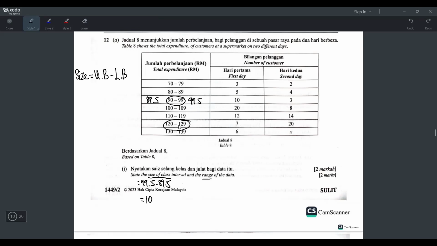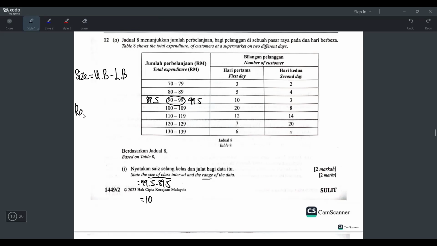What if you take this class's upper boundary minus lower boundary? Same lah, you get 10 also, because all the classes are the same size. Okay, next one. They want to find range. Range is Julat and the Julat formula is maximum value minus minimum value. Okay, I should write here.